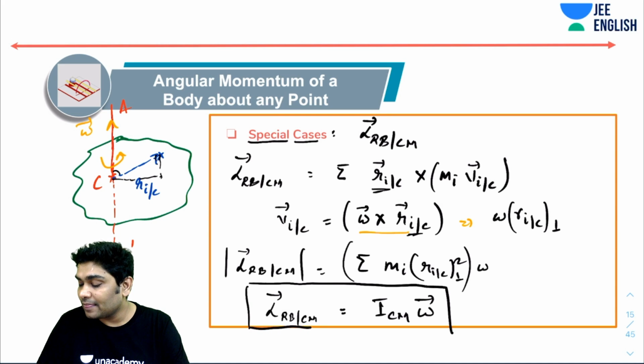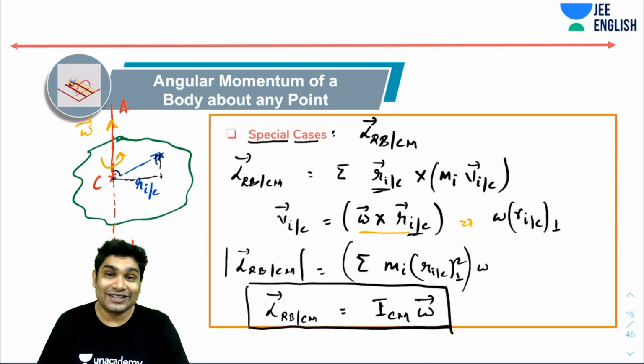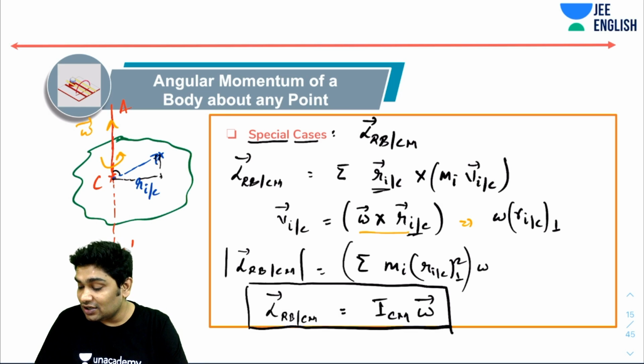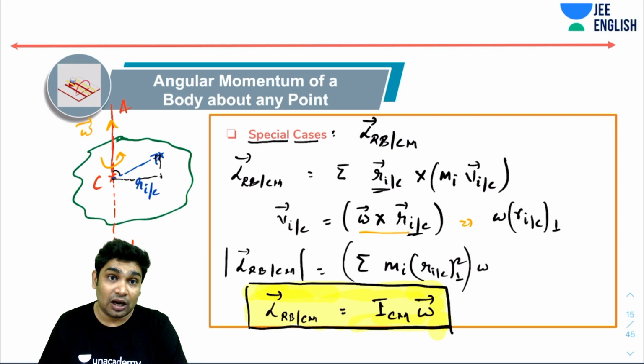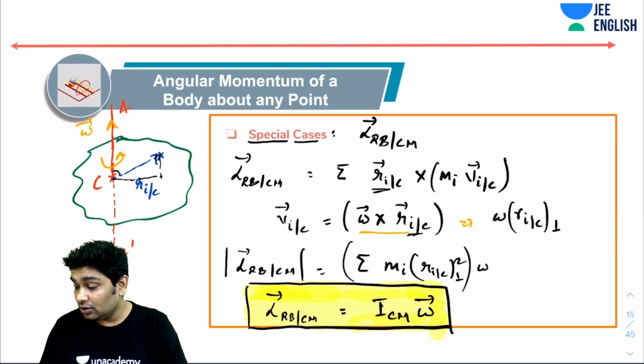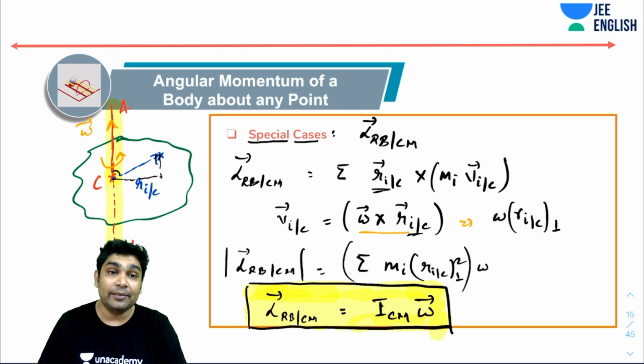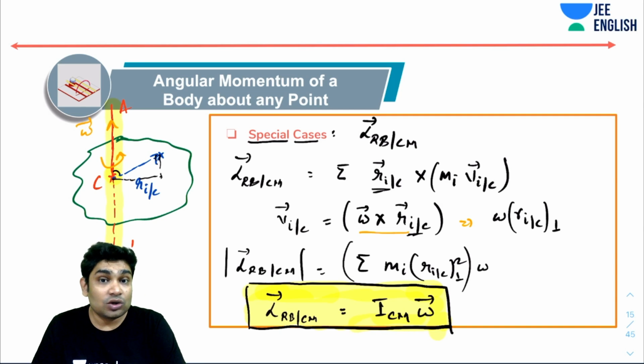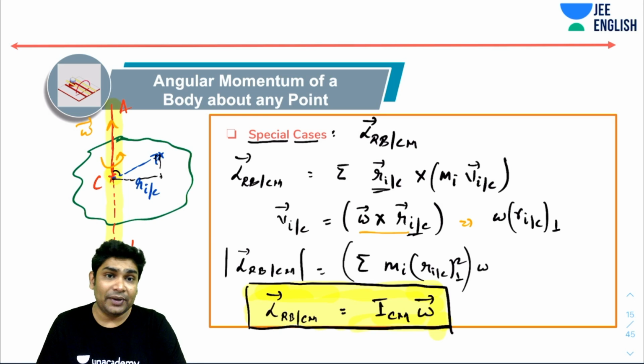This is what it boils down to. So remember this. This is a very important result. The angular momentum of any rigid body about CM would always be I_CM, where I_CM is the moment of inertia about the axis passing through the CM, times omega vector. In this particular case, it is this axis which has to pass through the CM. So angular momentum points in the direction of the omega vector only.